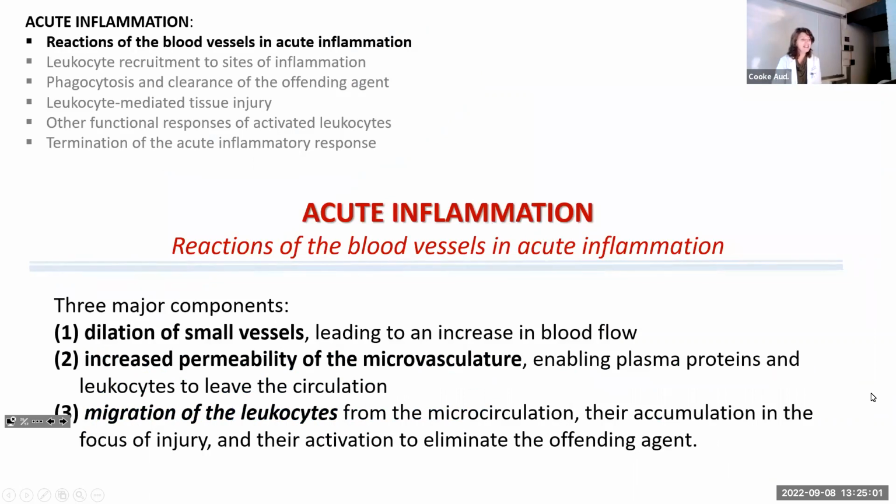All right, so now let's take a look at the steps of the acute inflammatory process. And let's start with the reactions of the blood vessels in acute inflammation. When you talk about the reactions of the blood vessels in acute inflammatory reaction, you have to think of three major components. One, dilation of the small vessels, which leads to an increase in blood flow. Two, increased permeability of the microvasculature, enabling the plasma proteins and leukocytes to leave the circulation. And three, migration of the leukocytes from the microcirculation, their accumulation in the focus of injury, and their activation to eliminate the offending agent. You have to admit that there's a lot of things to memorize, but there's a lot of logic. I think these steps are very, very logical.